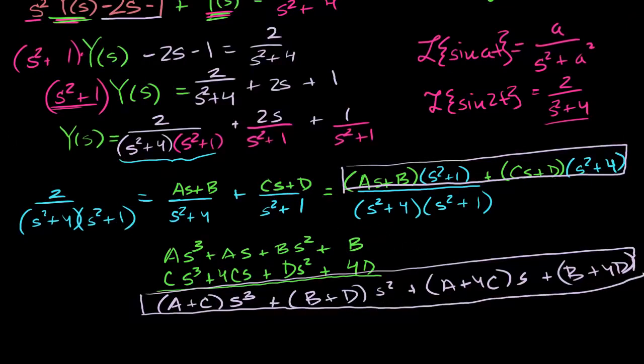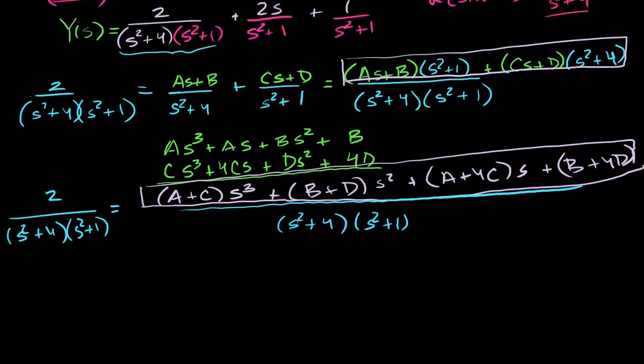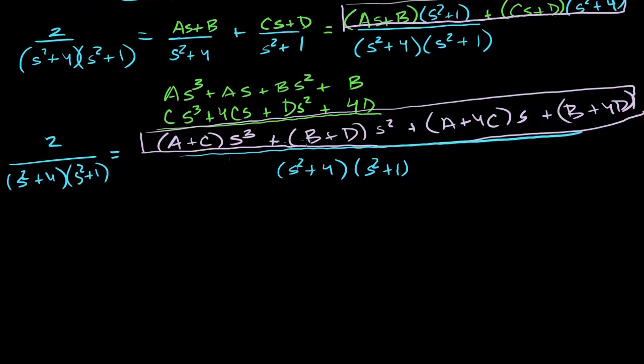The denominator is still what we had written before. The denominator is still s squared plus 4 times s squared plus 1. And of course, I have to show that this is a fraction. And this is going to be equal to this thing over here, 2 over s squared plus 4 times s squared plus 1. Now, why did I go through this whole mess right here? Well, the reason why I went through it is because we should be able to solve for a, b, c, and d. So let's see.